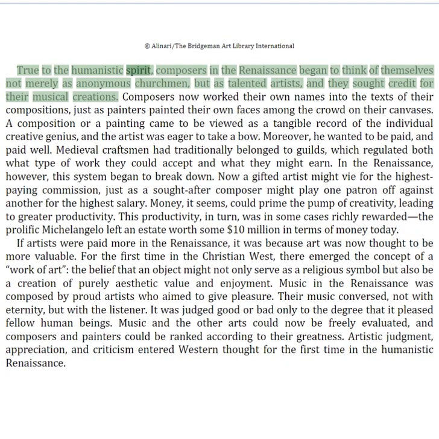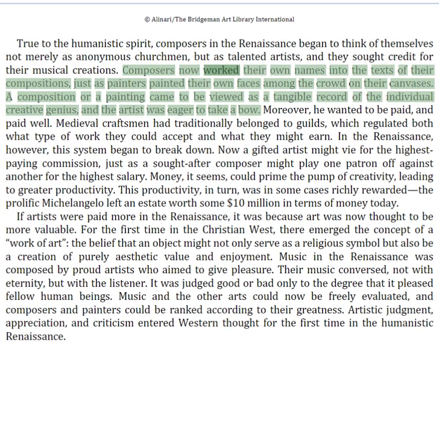True to the humanistic spirit, composers in the Renaissance began to think of themselves not merely as anonymous churchmen, but as talented artists, and they sought credit for their musical creations. Composers now worked their own names into the texts of their compositions, just as painters painted their own faces among the crowd on their canvases. A composition or a painting came to be viewed as a tangible record of the individual creative genius, and the artist was eager to take a bow.